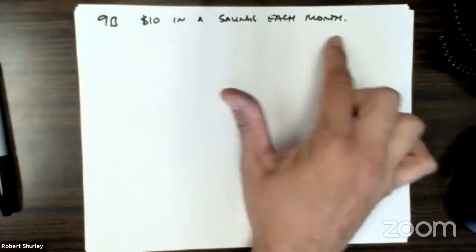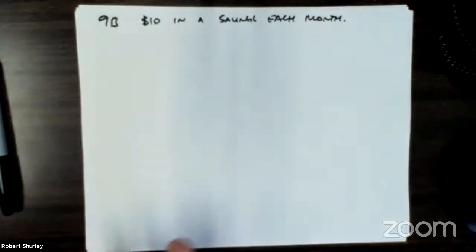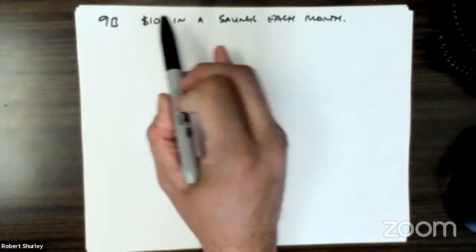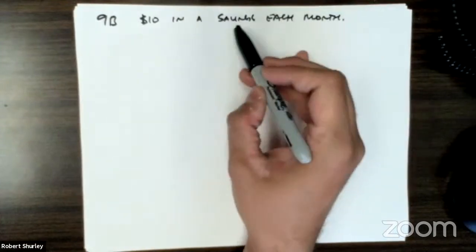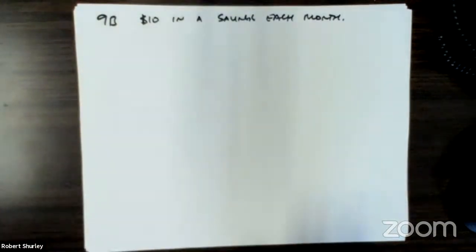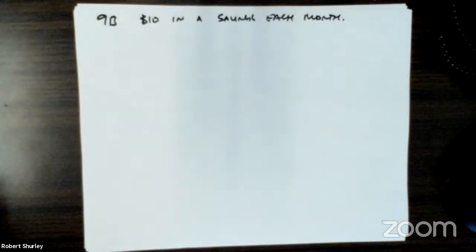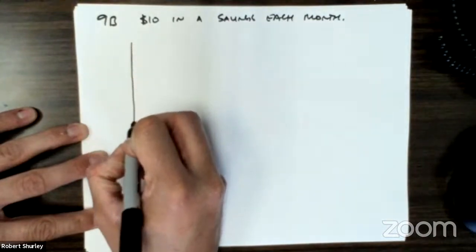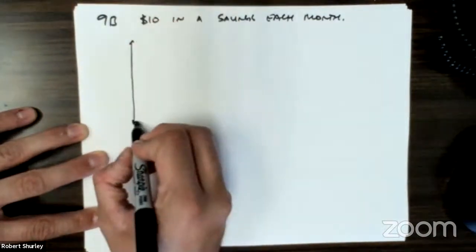So let's say we put $10 in a savings account each month. This is a really good example of linear modeling because there's constant change. We're putting $10 in a savings account each month. Now, for our example, the savings account is not going to draw interest. It's just like putting it in a jar or something of that nature. So let's look at a graph. We're going to actually graph it.